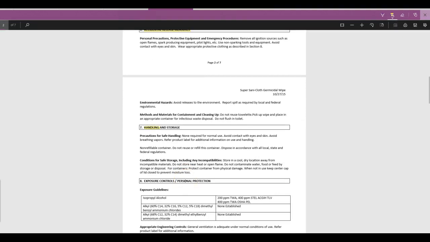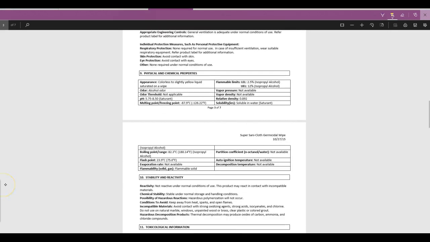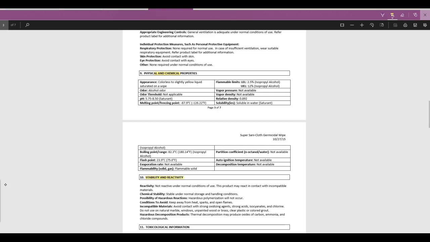Section 7 is another required section, and that is handling and storage. It tells you how to properly handle this product, this chemical, and also how to properly store it. And then section 8 is the exposure control and personal protection. So it tells you all of the information you need to know there about what to do to keep yourself protected if you are exposed. And then the next 8 sections, numbers 9 through 16, are all of the more technical information. So it's the physical and chemical properties, and then the stability and reactivity, toxicological information.